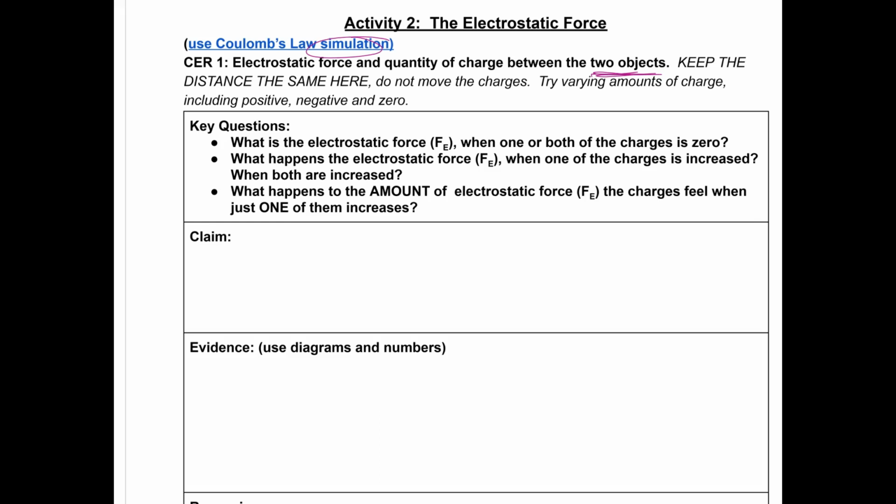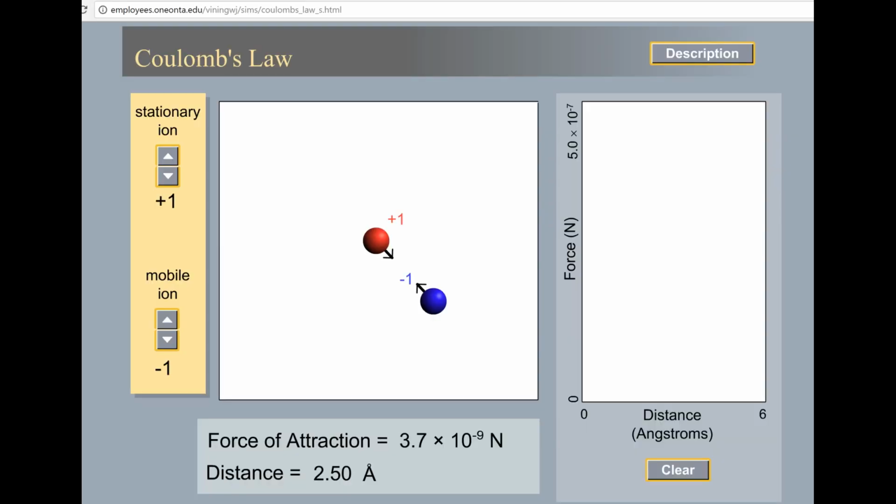So here we go. All right, so this is the Coulomb's law simulation that we have in our packet, and I wanted to just point out what the website was. It's on the .edu site, and then all the slashes and stuff that comes after it. So we're looking for what is the electrostatic force when one or both of the charges is zero. We can find that right here where it says force of attraction.